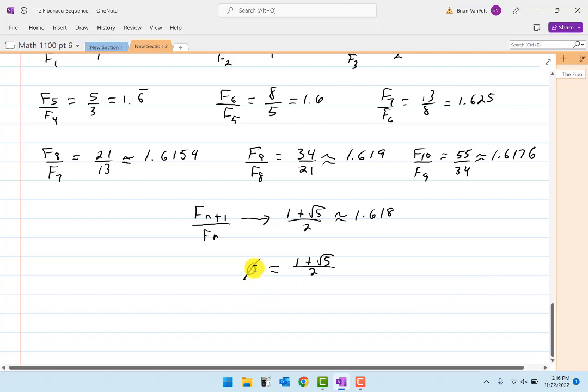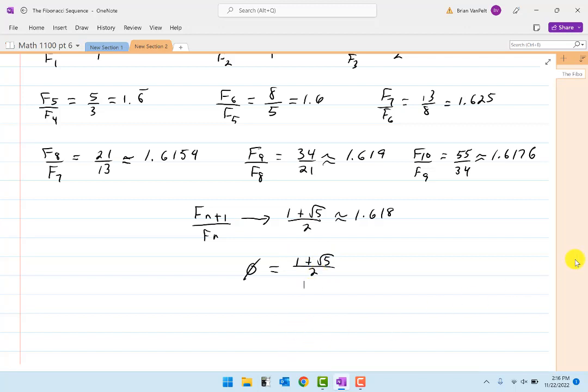Phi, the Greek letter phi, or phi, depending on how you like to say it. This here is the Greek letter phi, but more important than that, it has a special name. It's called the golden ratio.